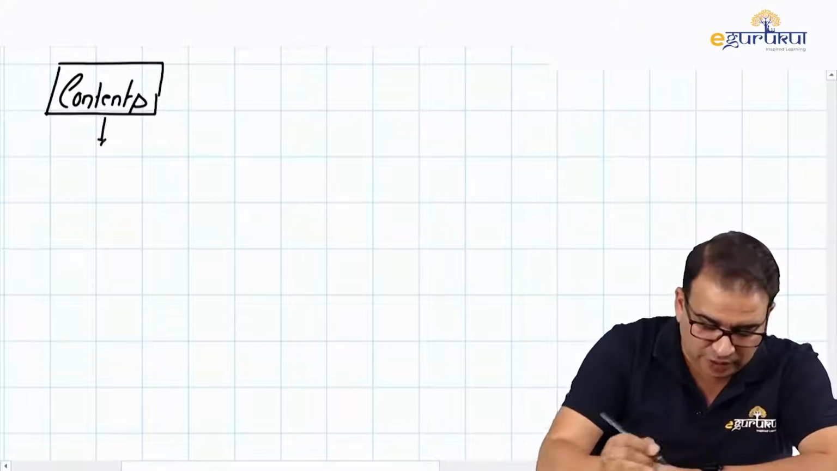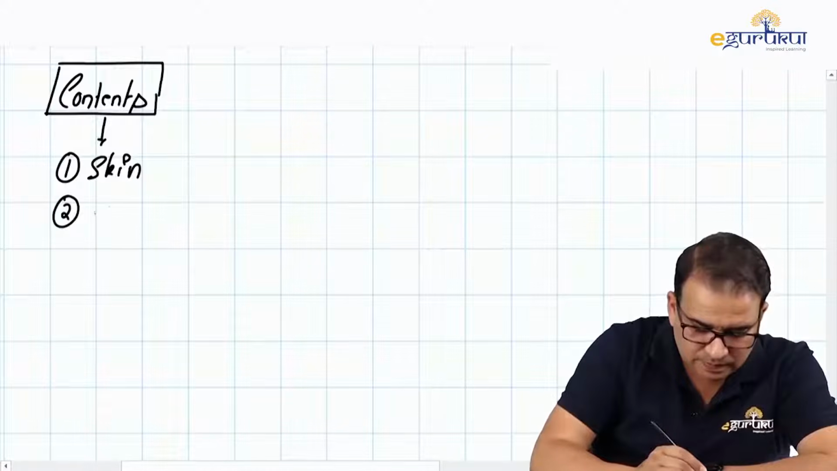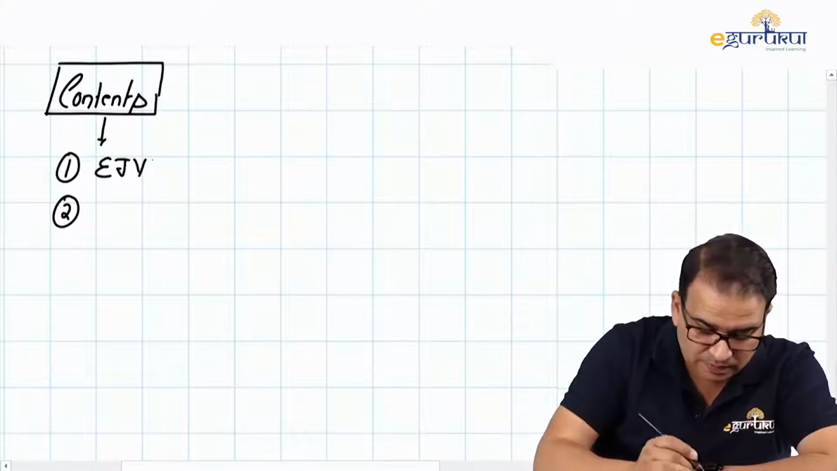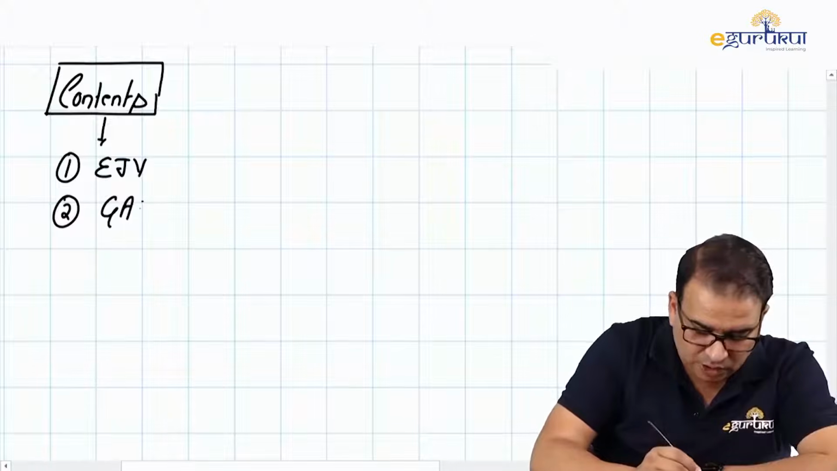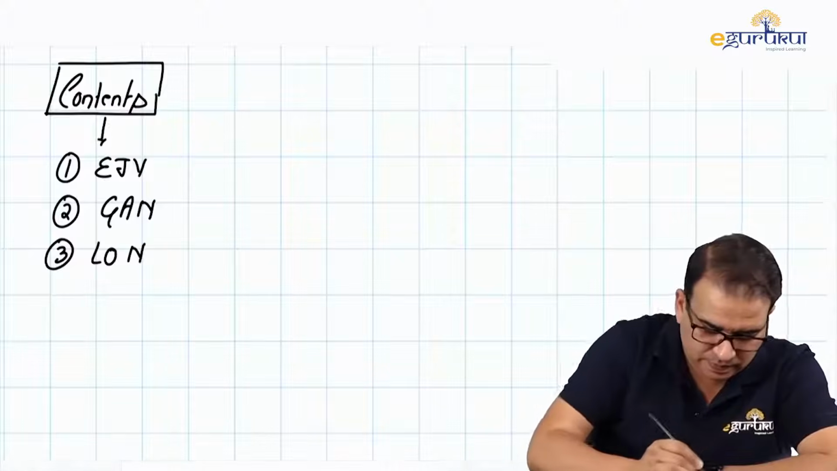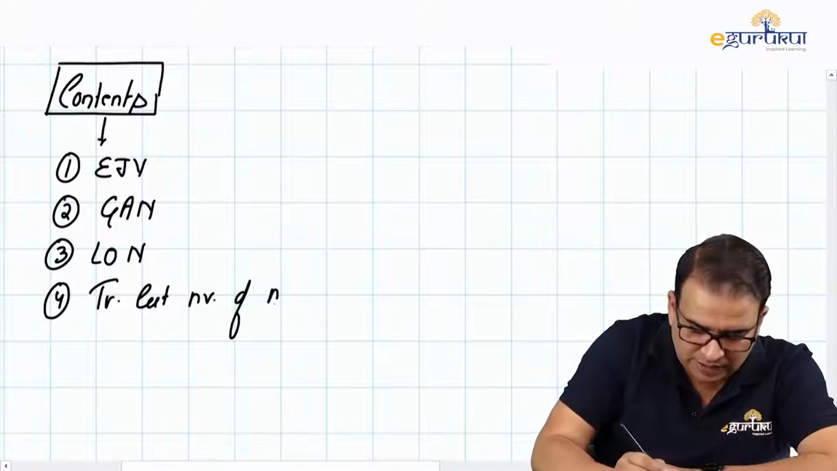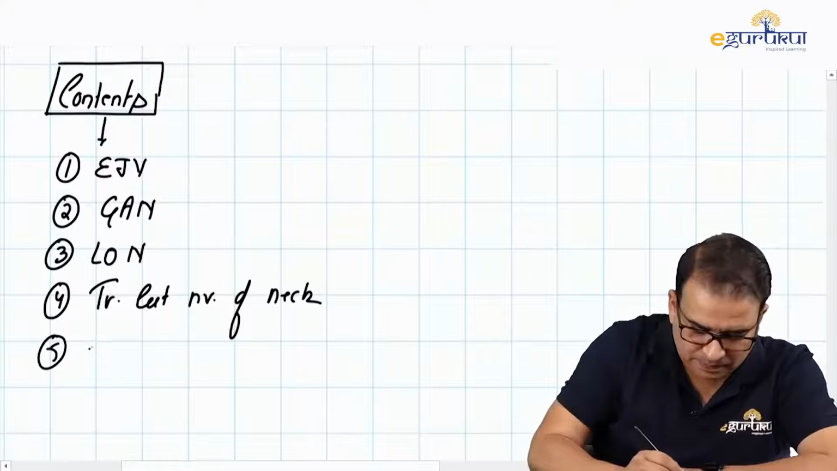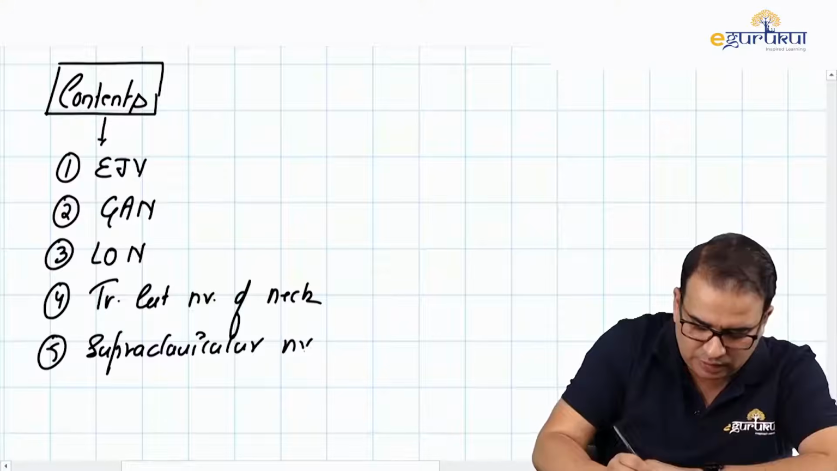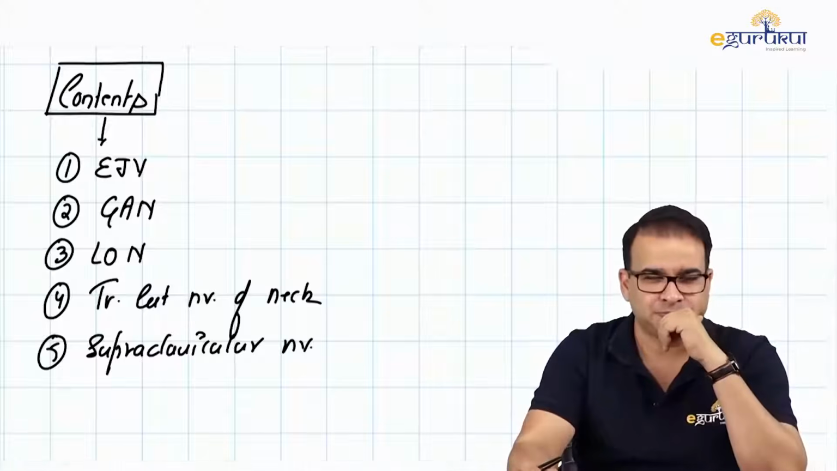So when you write down the content, before I draw that part here, the common content is again the skin, not the skin, I'm sorry, that is in the roof. The common content is the external jugular vein, great auricular nerve, lesser occipital nerve, transverse cutaneous nerve of neck, and supraclavicular nerve. So these are all going to be the common structures which are in the roof as well as in the contents.